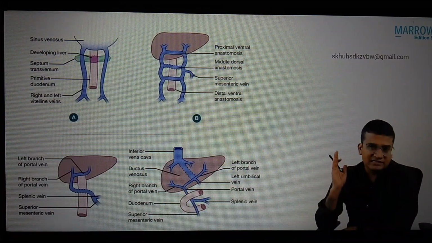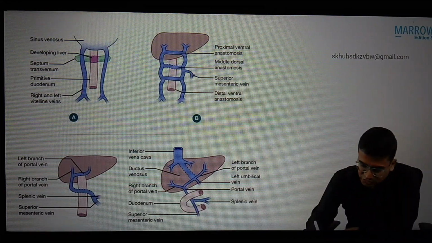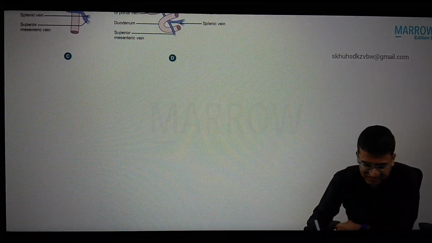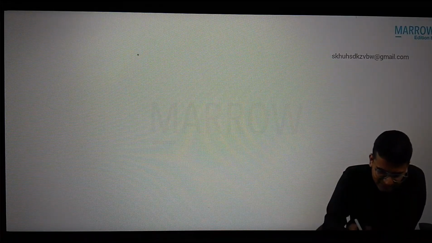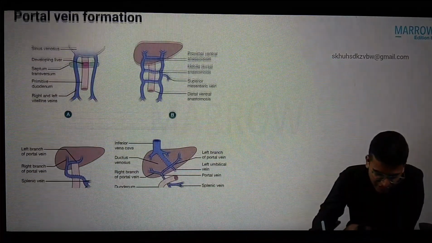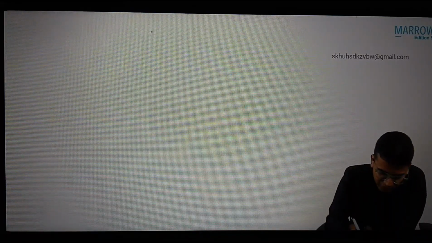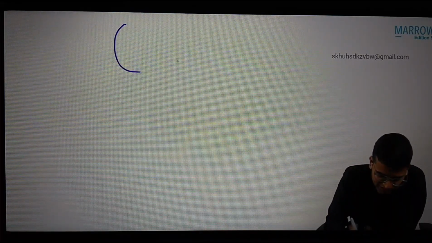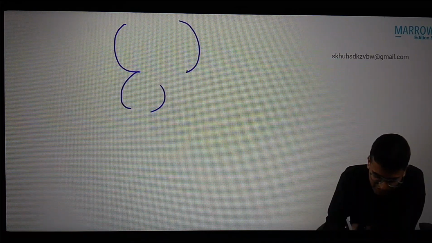See, portal vein, it is coming from the vitelline vein. So we have the two vitelline veins. We draw the line diagram and then we see the diagram here. Now this is our sinus venosus. Sinus venosus, each horn receiving the 3 sets of embryonic veins. I hope you know that.